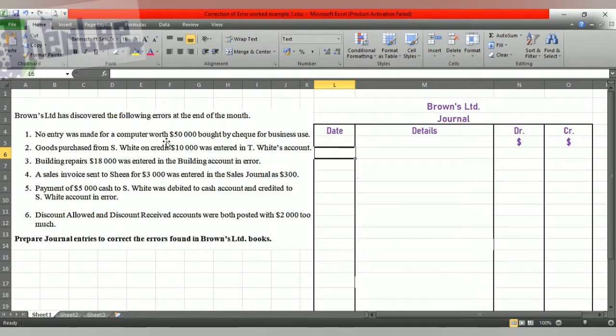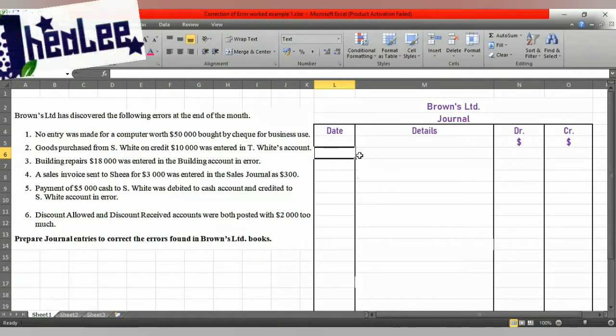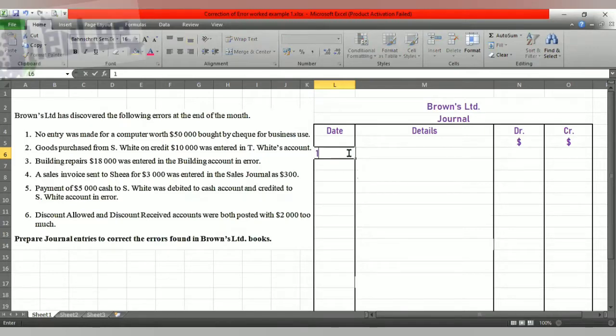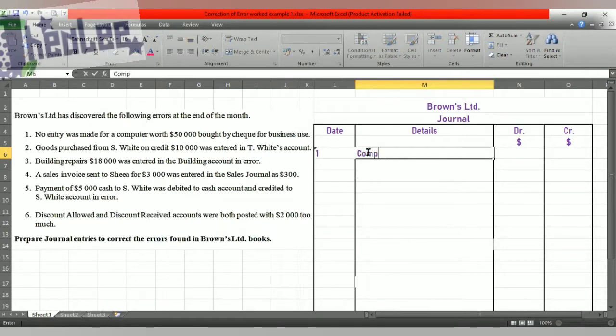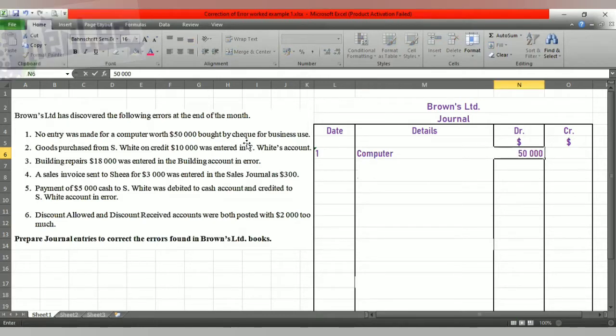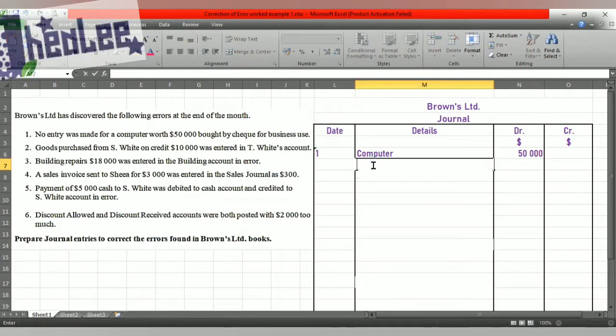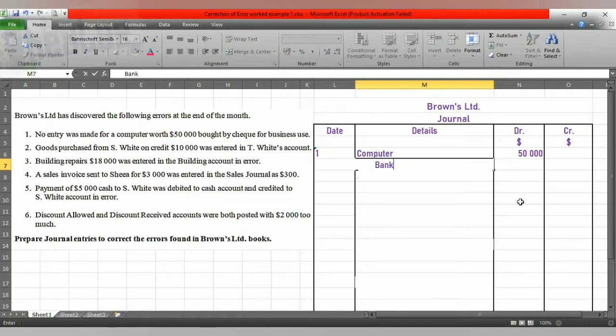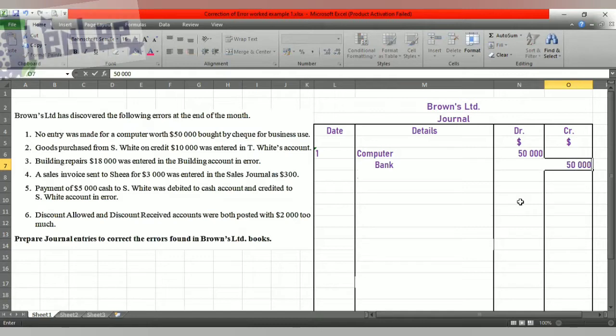The computer was purchased. So therefore, there's an increase in the asset computer. So therefore, we're going to debit that item. So the item to be debited is computer. And the value is $50,000. This was purchased by check. There's a reduction in the value in our bank account. So therefore, our bank account should be credited. So remember, in order for you to correct errors, you have to know your double entry rule.